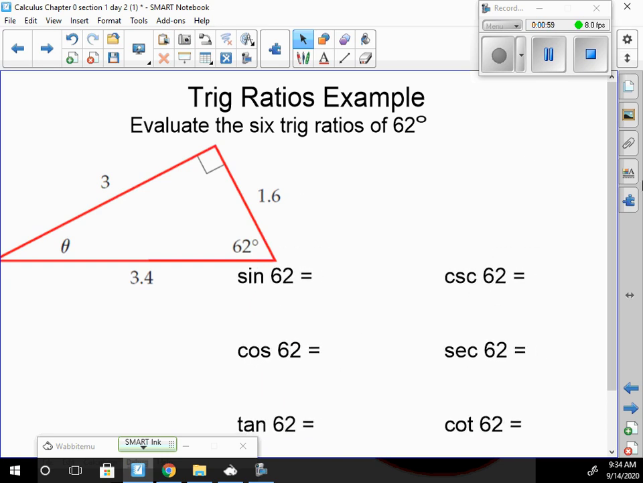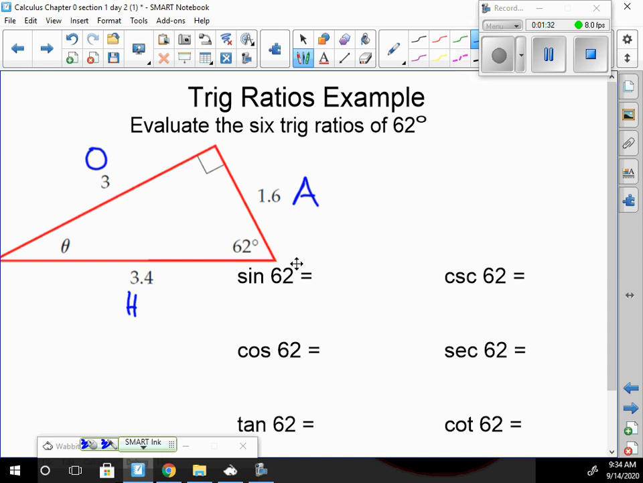Okay, so whenever we are doing the sine of 62, the first thing we need to identify is what's our opposite, adjacent, and hypotenuse. So the opposite is the one that's across, so that's our opposite. Our adjacent is the one that is not the hypotenuse and is next to it. So that's the adjacent here. The hypotenuse is always going to be your longest side.